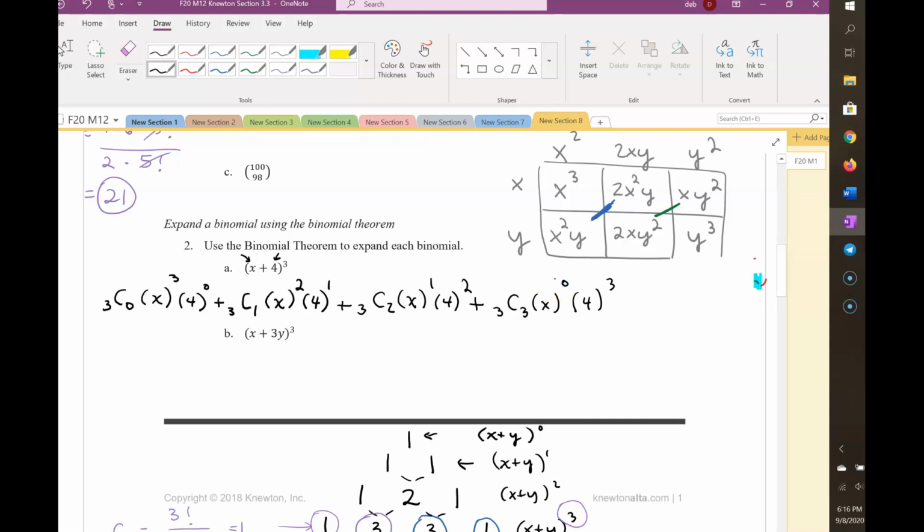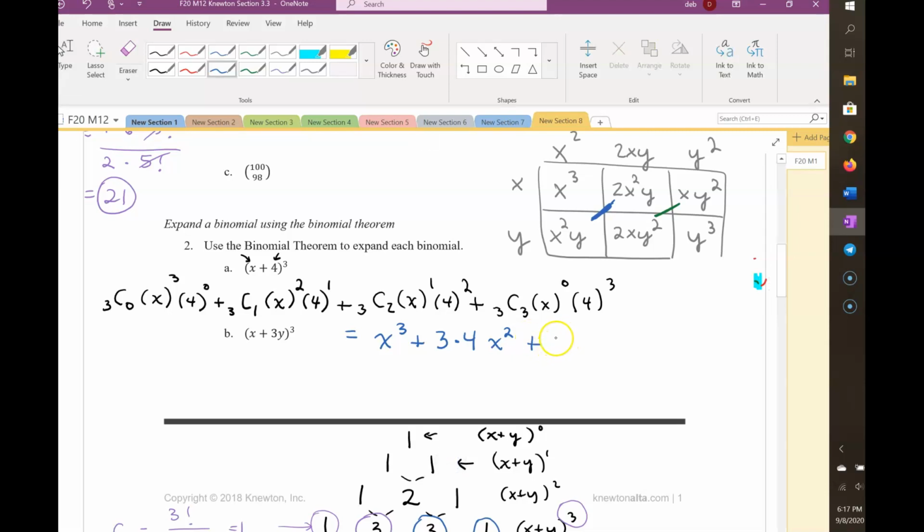So we need to simplify this so it looks like a normal polynomial. Let's do that. 3 choose 0 is going to be 1. Then we have x cubed, and 4 to the 0 is 1. Then 3 choose 1 is 3. And then we have times a 4, and then an x squared. In the next step, I'm going to combine those two. You could do that in one step if you like, but I try to do things slowly, step by step, especially when I'm learning something new.